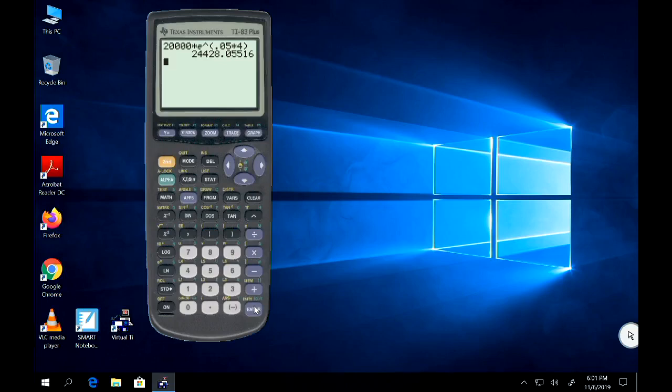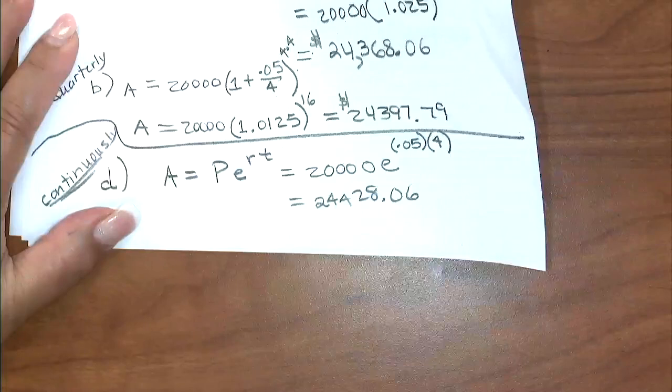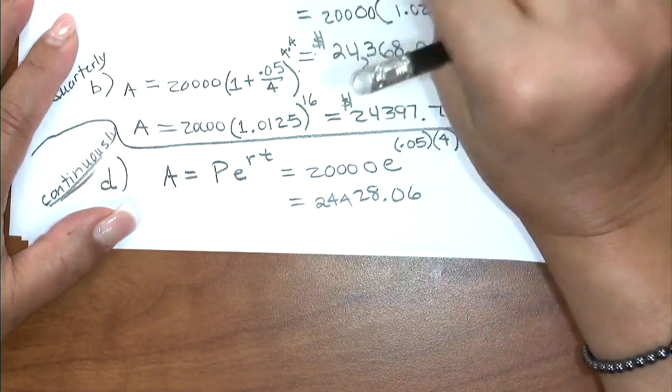The best kind of interest, where you're going to end up with the most money, is this continuous interest. Hey, there's my work for that. That completes section 4.1.